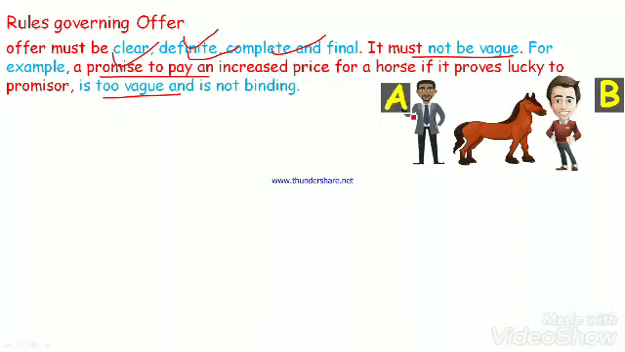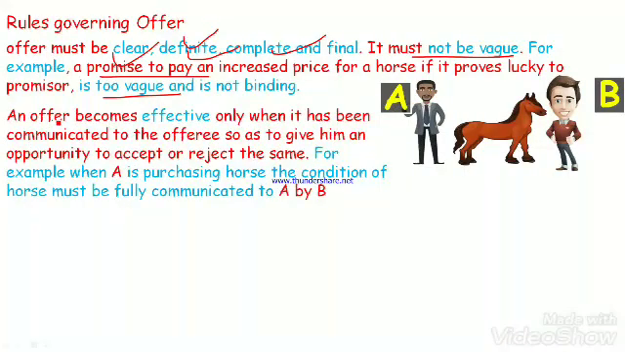For example, A will promise B to pay the price of the horse if the horse proves to be lucky in any case. So this doesn't make any sense. Okay. So the next one is an offer becomes effective only when it has been communicated to the offeree so as to give him the opportunity to accept or reject the same.